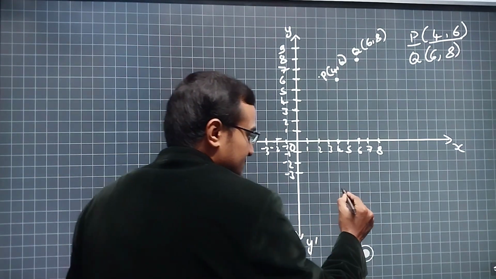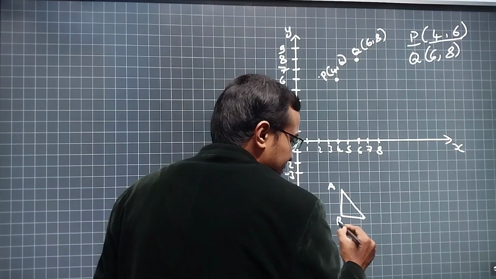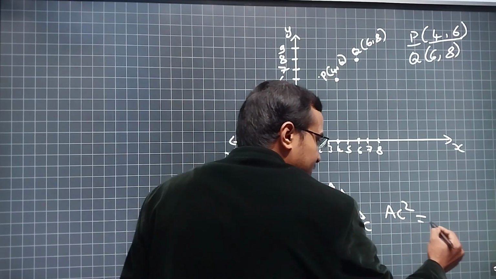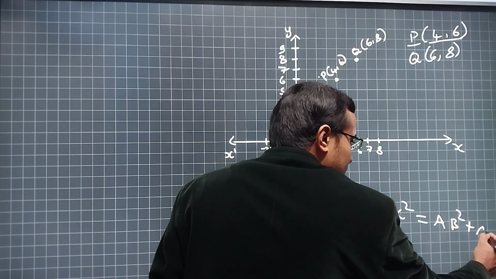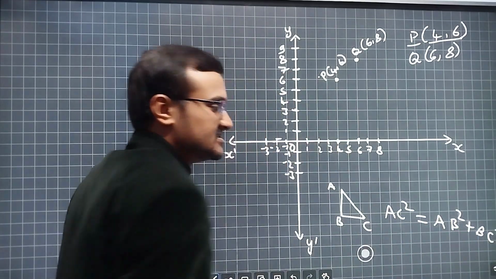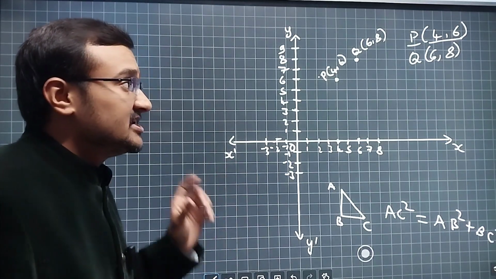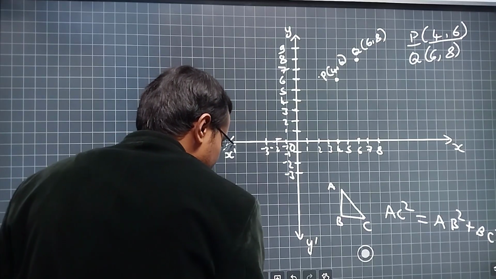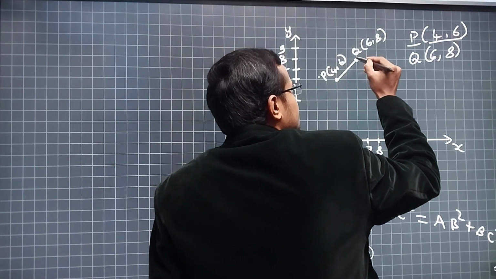In Pythagoras theorem, if we have a right angle triangle like this, that is ABC, then the hypotenuse AC square will be equal to the sum of the squares of the other 2 sides, that is AB square and BC square. So according to Pythagoras theorem, we know this. Now we need to find the distance between P and Q.